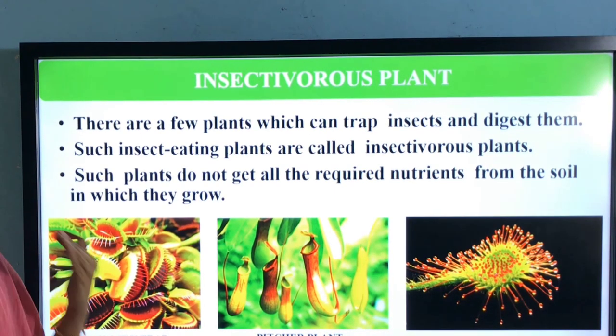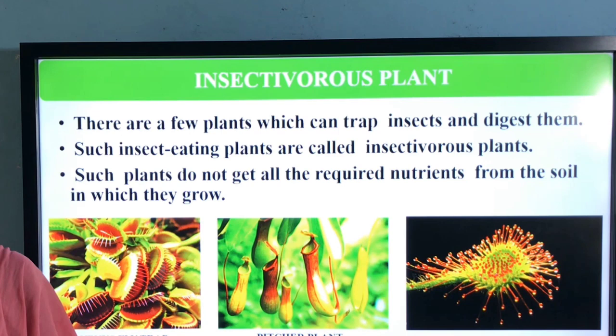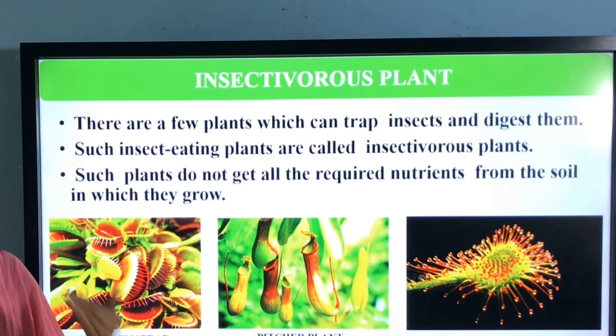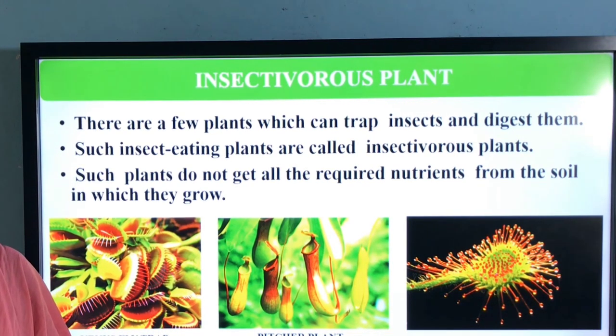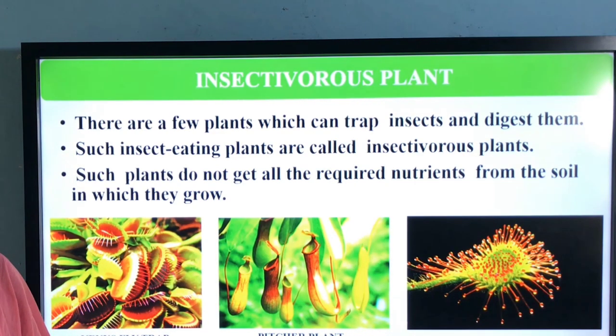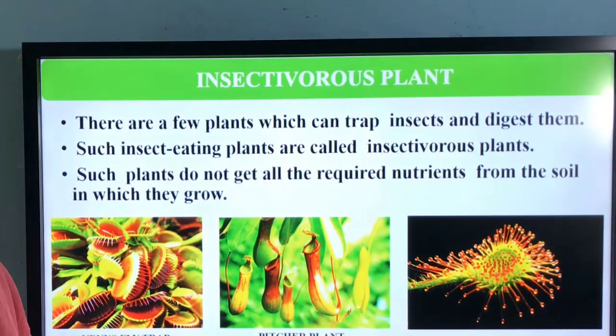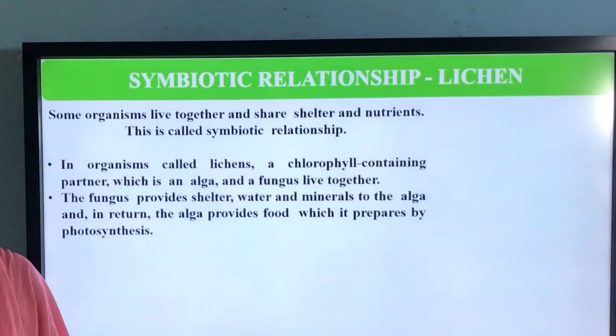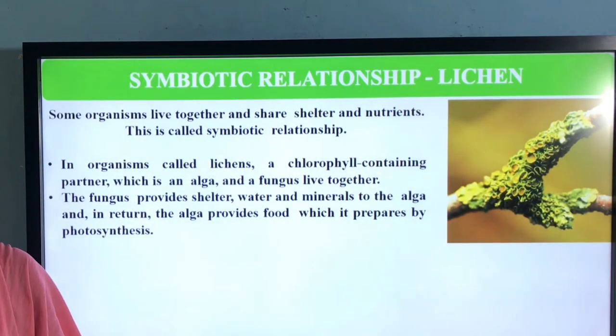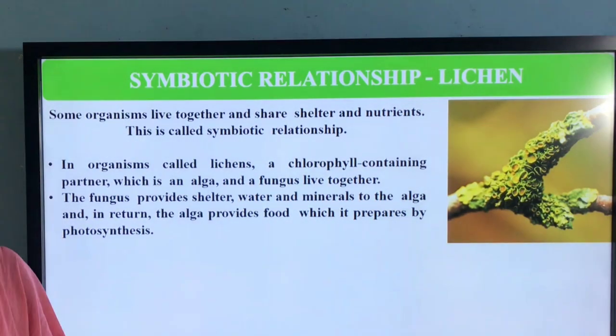So these plants are also called insect eating plants. Such type of nutrition is also a heterotrophic mode of nutrition. The examples of these insectivorous plants are Venus flytrap, pitcher plant and sundew plant. The fourth type of this heterotrophic mode of nutrition is symbiotic relationship.